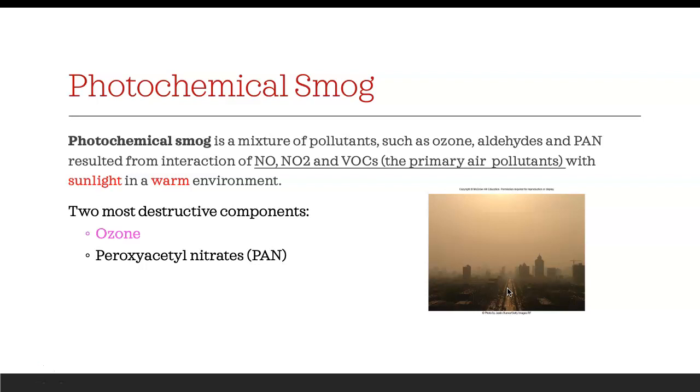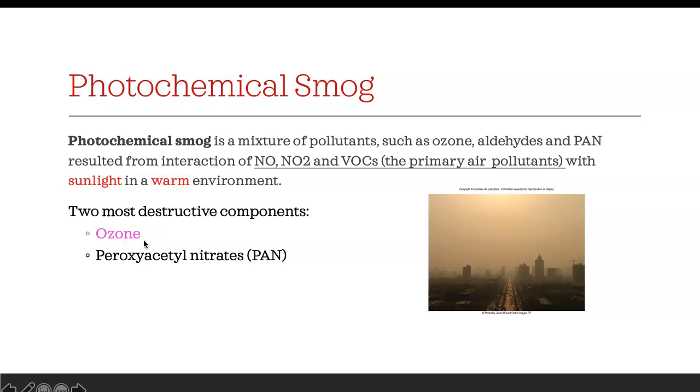And the smog is a mixture of pollutants. So these are the food we finally cooked and ready to serve. That is ozone, aldehydes, and the PAN. I do not require you to remember the PAN, but I do require you to remember the ground level ozone. The ozone results from the photochemical reaction.